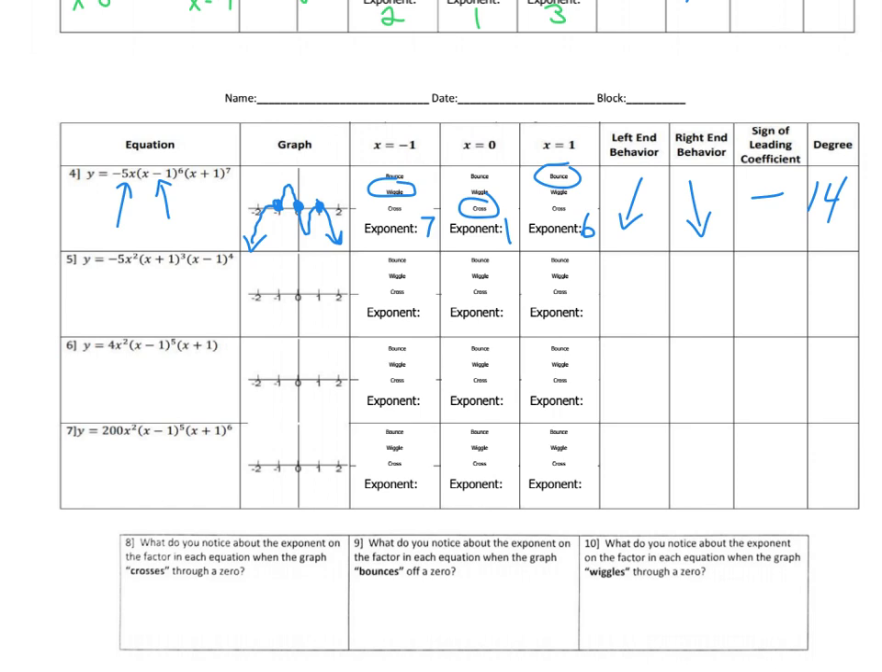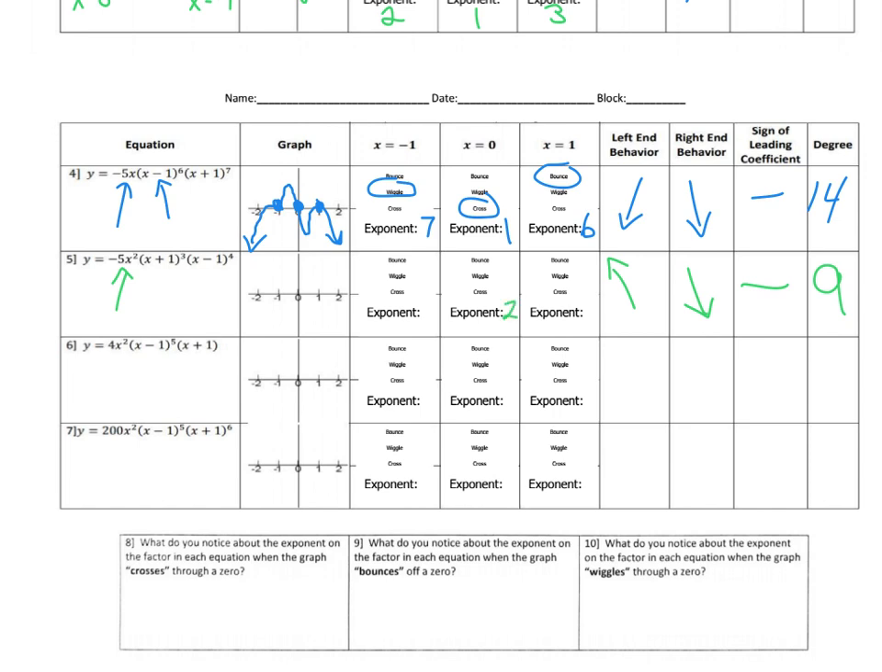Looking now at number 5, we have y equals -5x squared times x plus 1 to the 3rd times x minus 1 to the 4th. So all those exponents added up are going to give us a degree of 9. Our leading coefficient is negative, so we have an odd degree with a negative leading coefficient. That's going to be up on the left, down on the right. And then our solutions, or zeros, are going to give us our exponents here. So I'll start with x equals 0 with that -5x squared. The exponent there is 2.